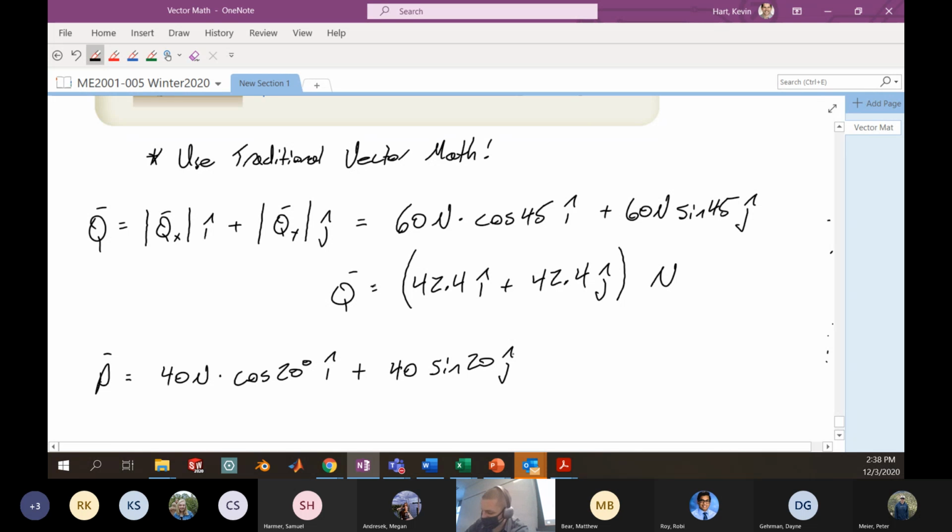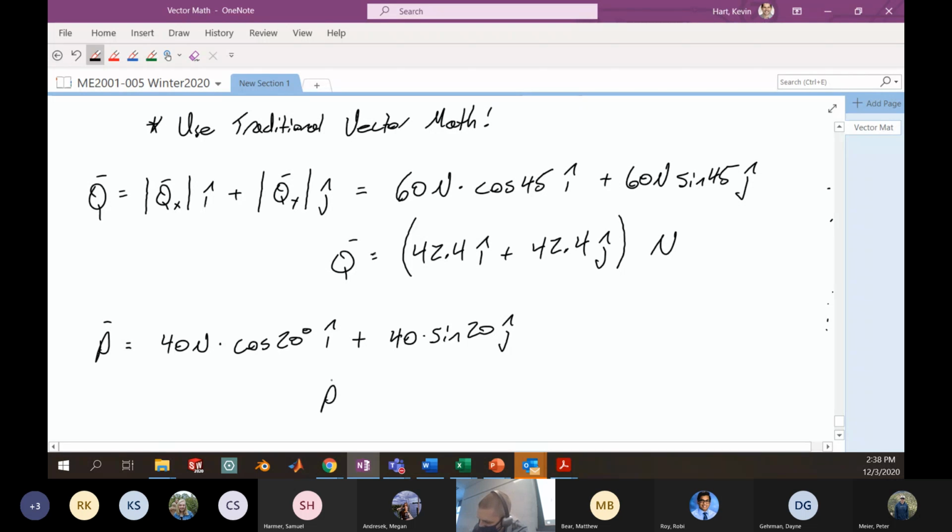Resolving it into the y direction through the sine of 20 degrees. So here we do a little bit of algebra, and you're going to get 37.6 i hat plus 13.7 j hat newtons.